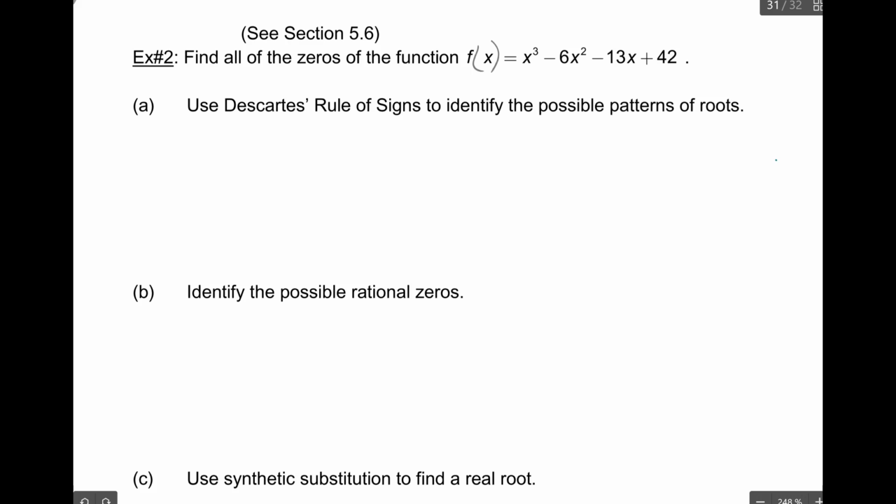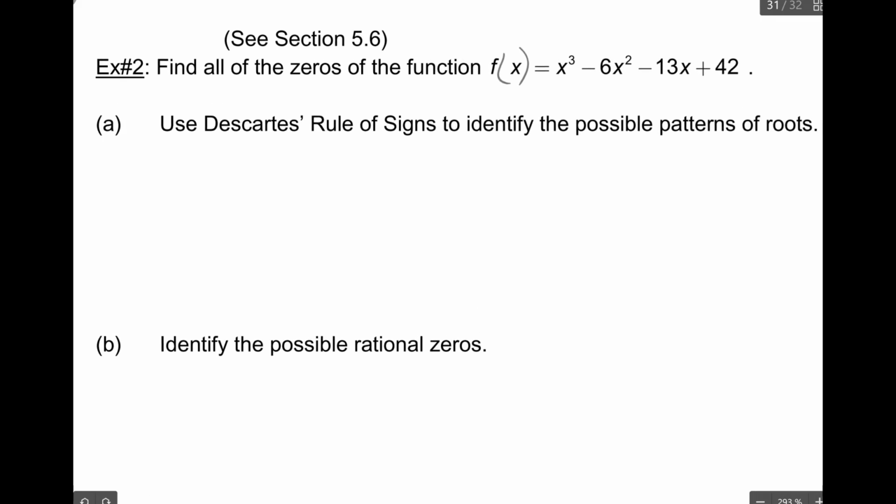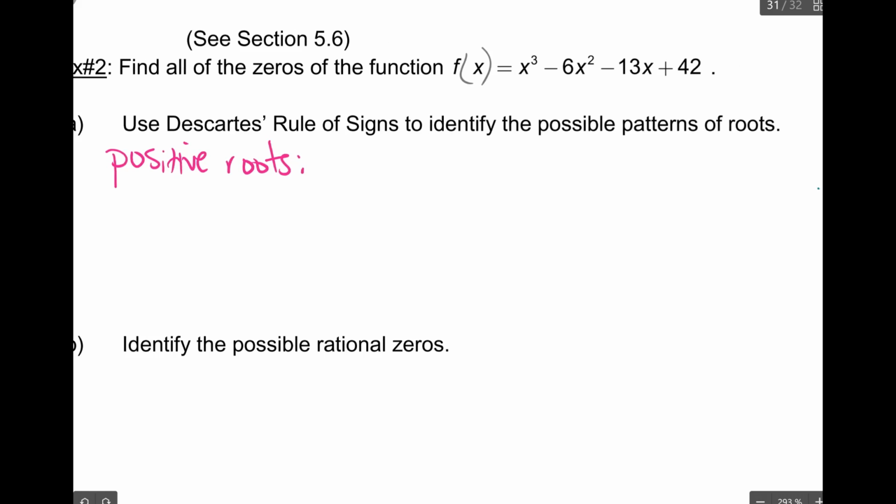So example 2 puts everything together. It says use Descartes' rule of signs to identify the possible patterns of roots. Go ahead and try that. I'm going to see how many positive roots I have. I have to see how many sign changes. I'm going from positive to negative, so there's 1. Negative to negative, that's not a change. Negative to positive, that's a change. So I have 2 positive roots. You have to keep subtracting 2 until you reach 0 or 1. So if I subtract 2, I could also possibly have 0 positive roots.